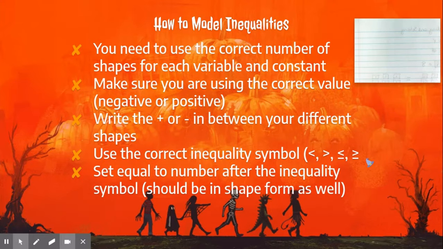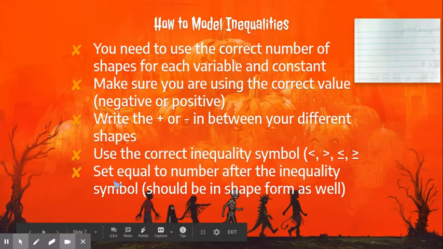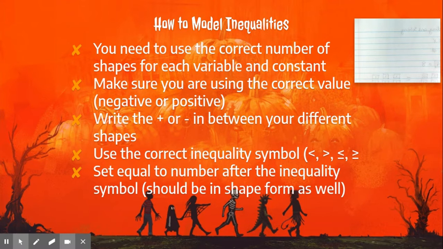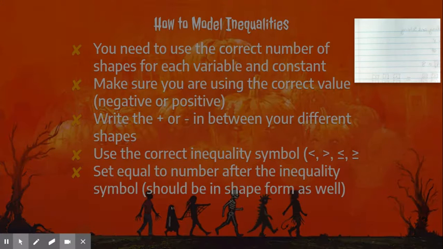Oops, I didn't close my parentheses. Okay, so whichever symbol it's using. And then set equal to the number after the inequality symbol. So inequalities are just like equations, but we use an inequality symbol, less than, greater than, less than or equal to, or greater than or equal to, instead of the equal sign. Okay? So we model in the same exact way.